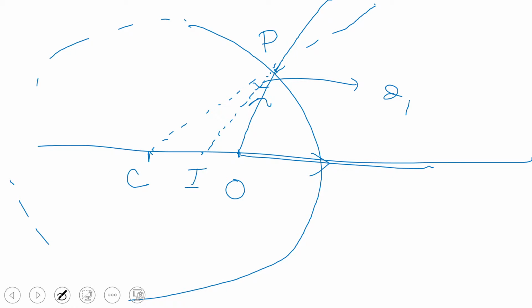And this angle is theta 2, and we're calling this angle phi, this is alpha prime, and this is alpha. And of course this is theta 2 as well.